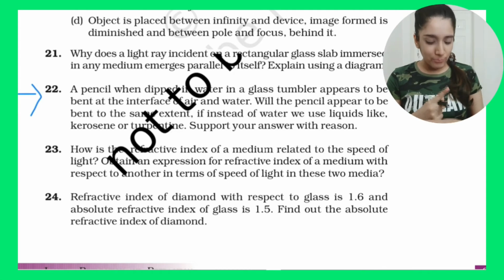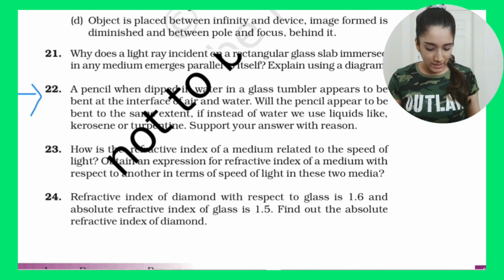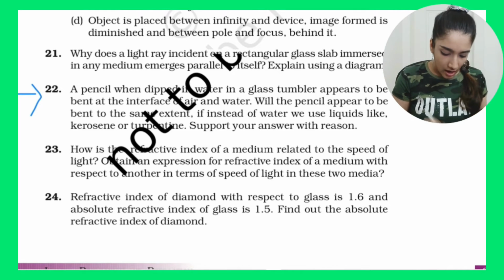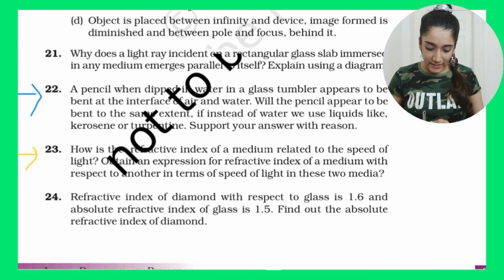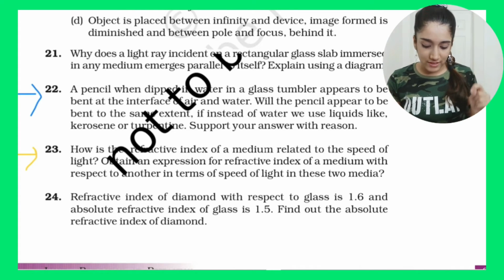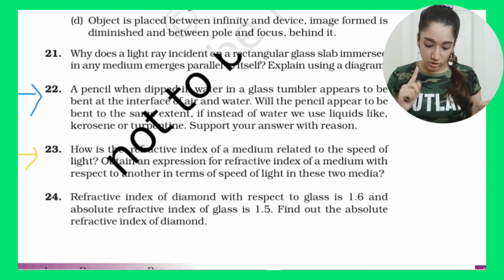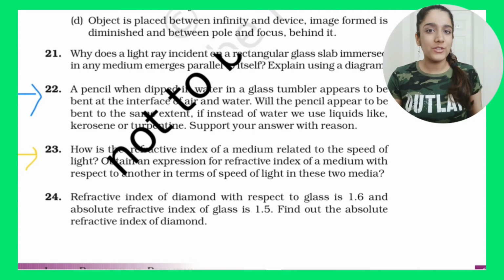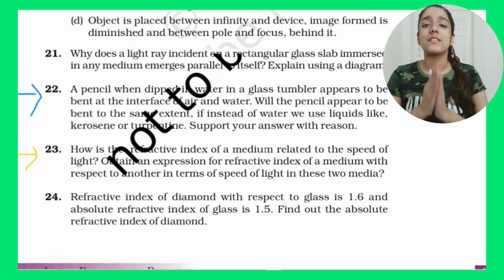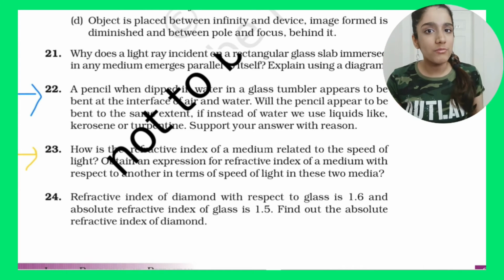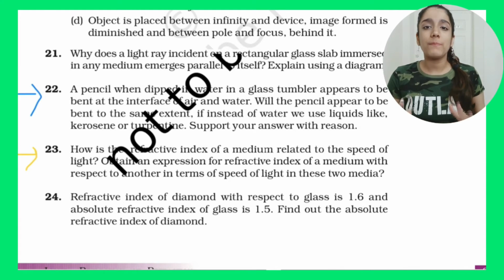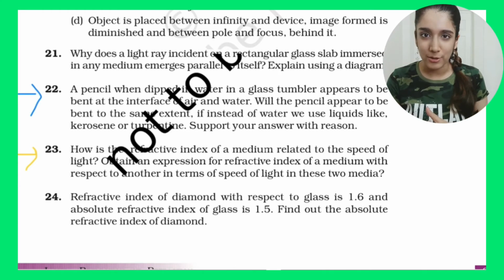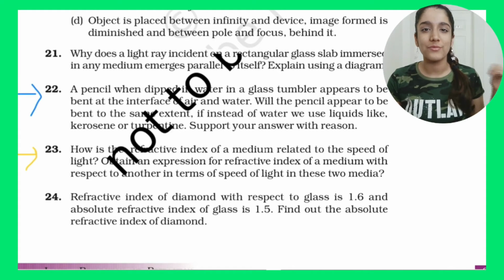Now let's quickly move on to question number 23. What does it say? How is the refractive index of a medium related to the speed of light? Obtain an expression for the refractive index of a medium with respect to another in terms of the speed of light in the two media. So we have already discussed this concept in the previous conceptual videos. So if you have not yet checked out those videos, please do check them out. The link is given in the description, because that is going to help you get a very good grip of this chapter and answer all of these questions with perfection.